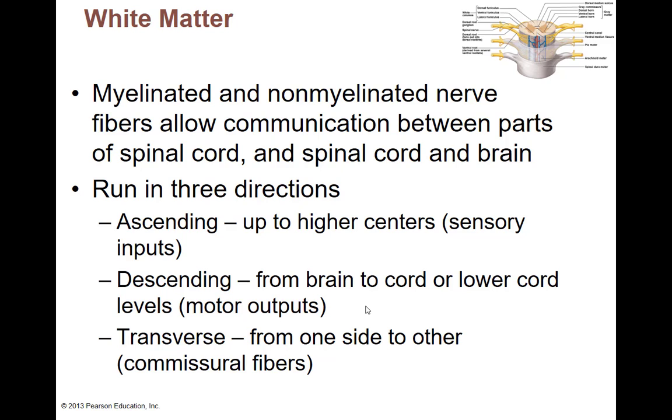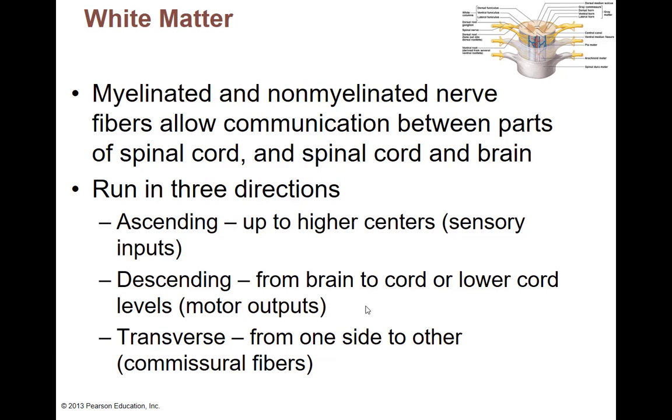Now, the white matter. Some of the white is because of myelin, because myelin is a lighter color. However, there are some non-myelinated parts. They run in 3 directions. All of the white matter surrounding all the horns, these are the columns, the funiculi. They can run up. This is usually sensory information. It goes into the spinal cord, runs up the white matter, up to the brain for processing.